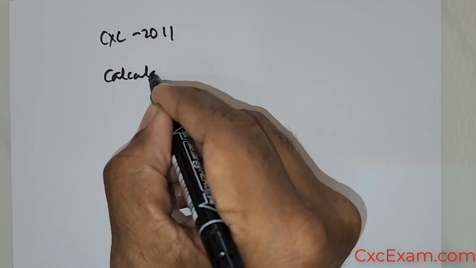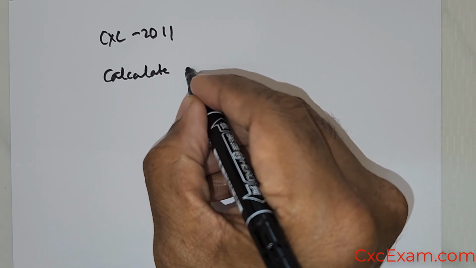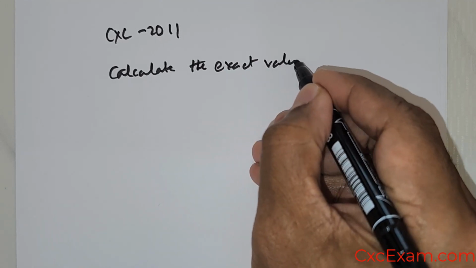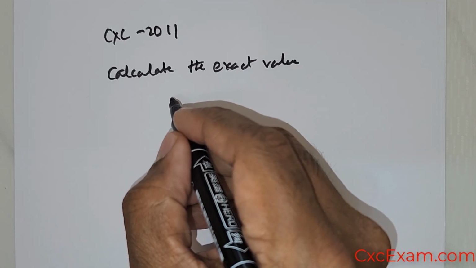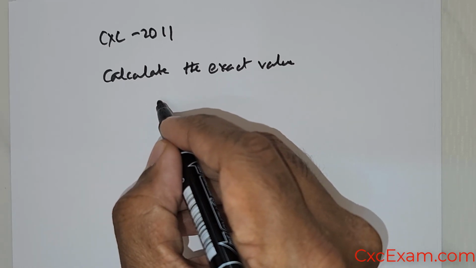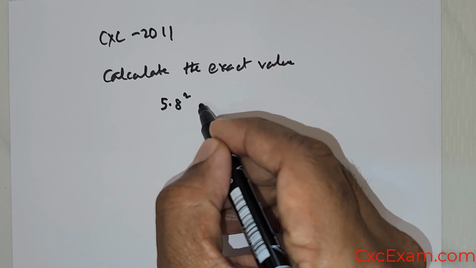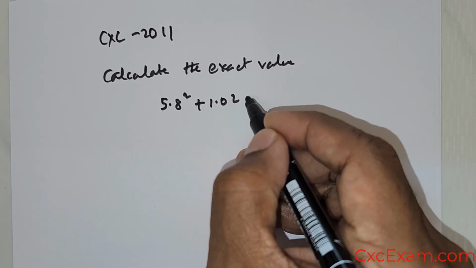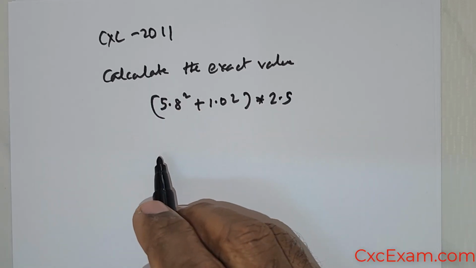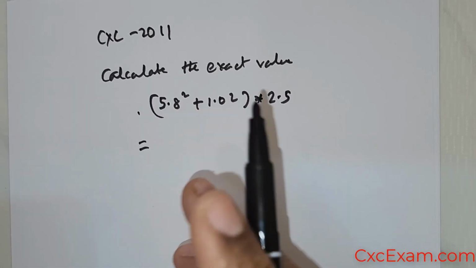The first question is: calculate the exact value. We are given the following expression: 5.8 squared plus 1.02 multiplied by 2.5. Now you can use your calculators.